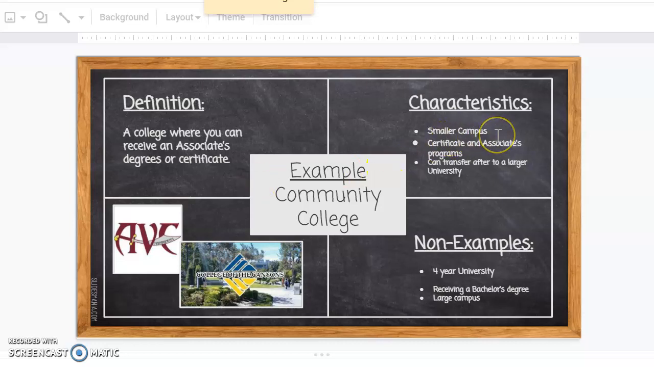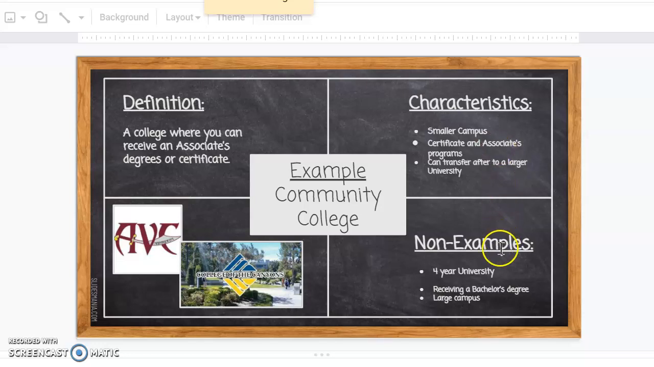My characteristics for a community college is it's typically a smaller campus. Again, you can receive a certificate by completing a program, or you can receive an associate's degree, and you can also transfer from a community college to a larger university.